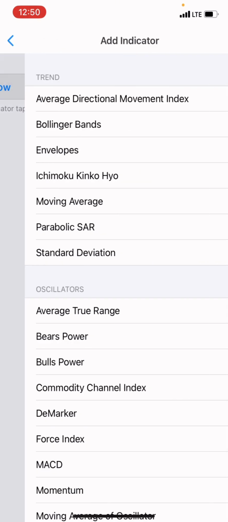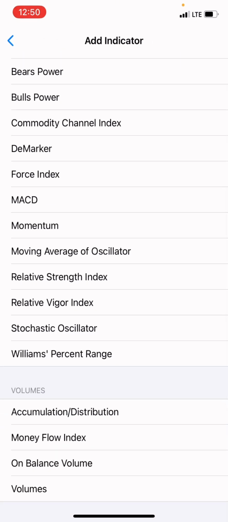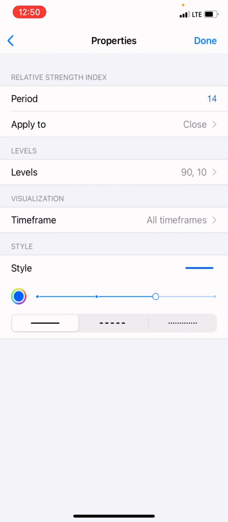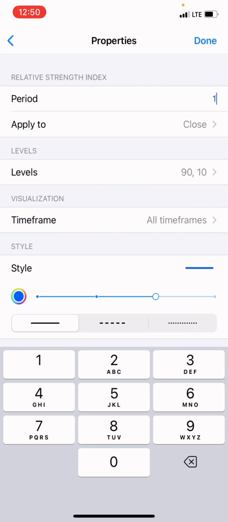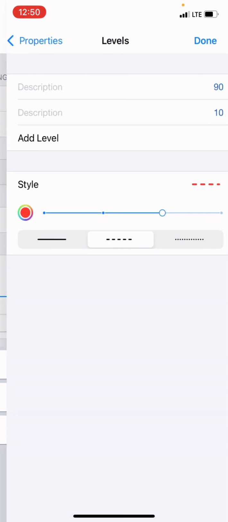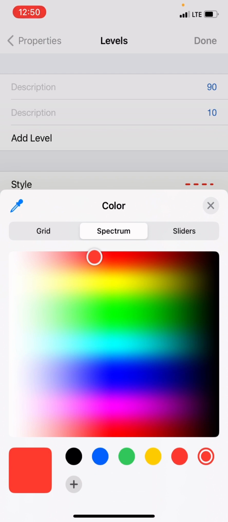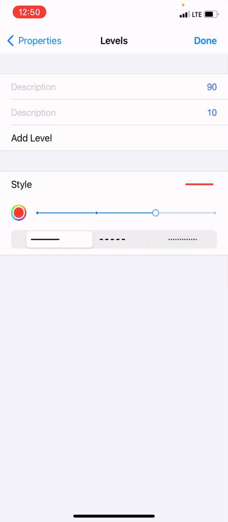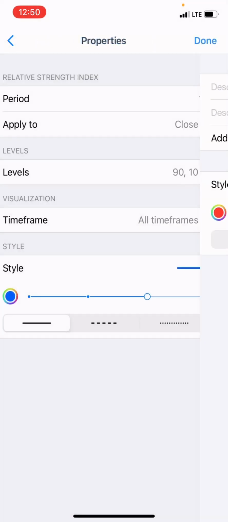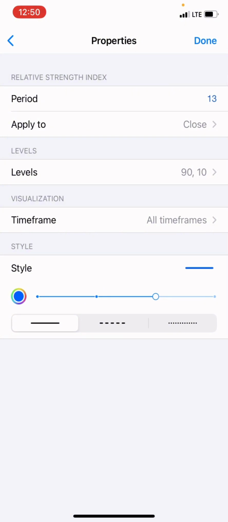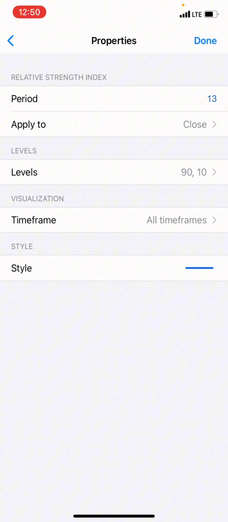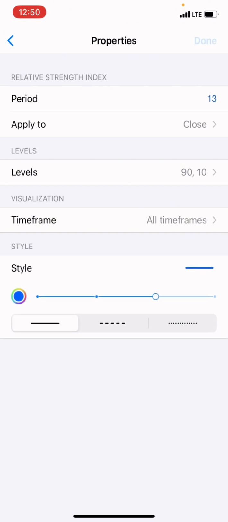So we're going to add the RSI, which is the relative strength index, on our chart. Put the period on 13. The levels are going to be 90 and 10. The style is going to be red color. Then you put the trend line in the middle and click on done. The style, you put this color on blue. Then the style, put it on 3 pixels. Then this straight line pattern, you put it on the first one, and click on done.